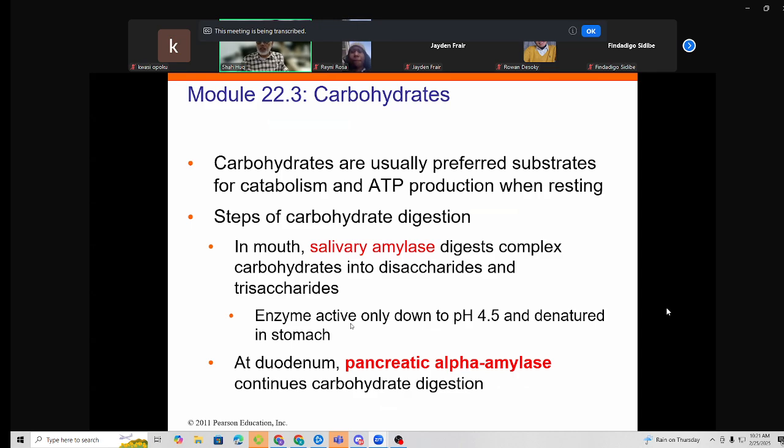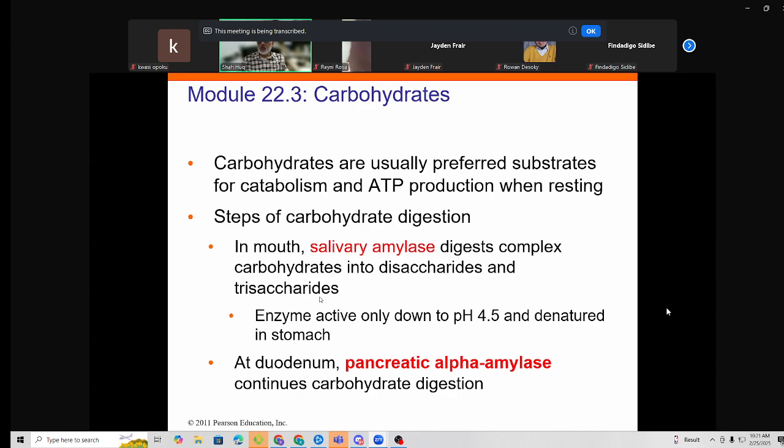So now we will go into some details about the different food materials. So we start with the carbohydrate. Carbohydrate is the one which is first digested in the mouth with the help of salivary amylase. Saliva comes from the salivary glands, and that digests the carbohydrate into disaccharide and trisaccharide.